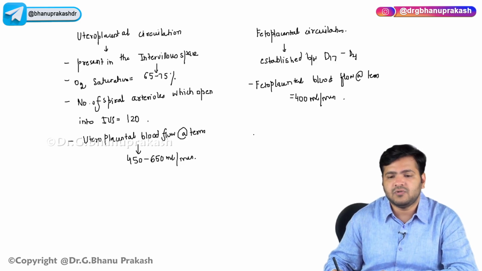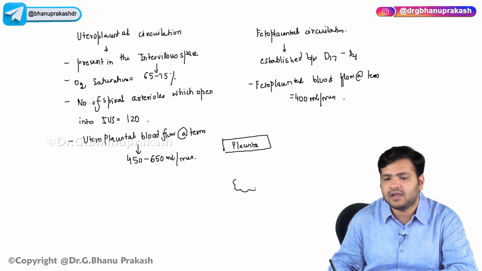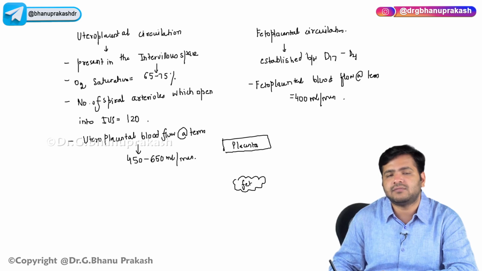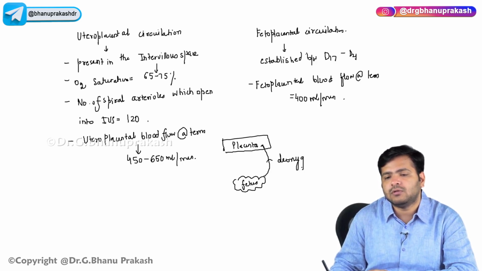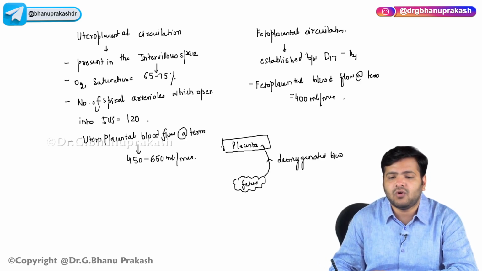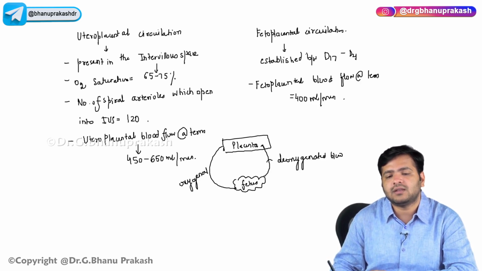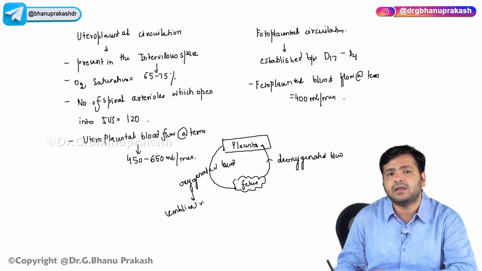So yes, suppose this is the placenta and we have the fetus with us. Now the fetus's deoxygenated blood will go to the placenta, and from the placenta, what will come to the fetus? That is the oxygenated blood. Oxygenated blood is coming via the umbilical vein.